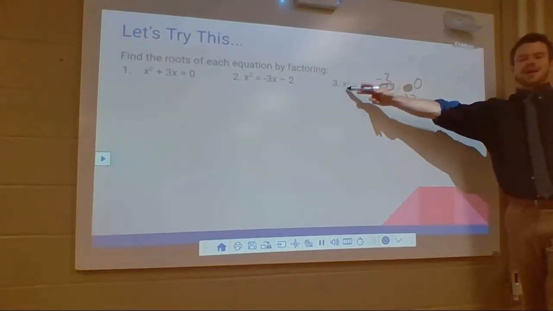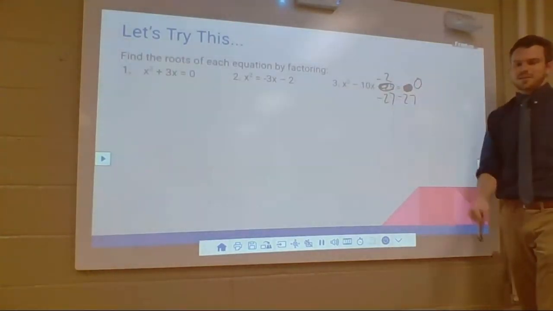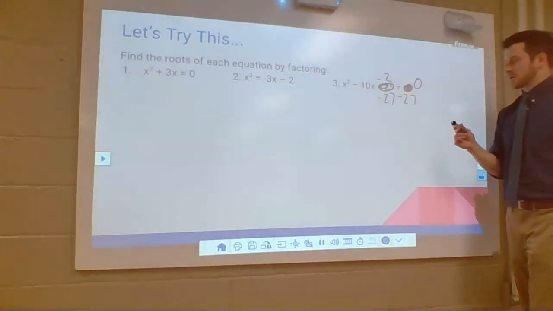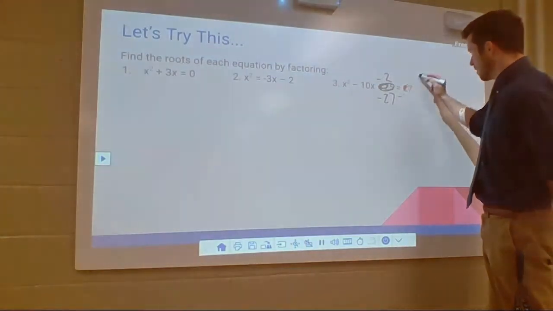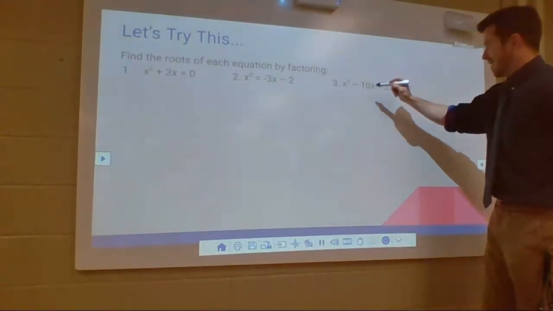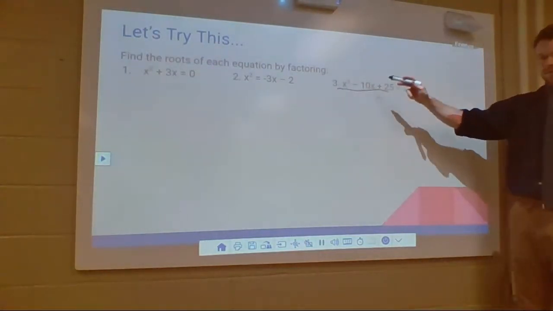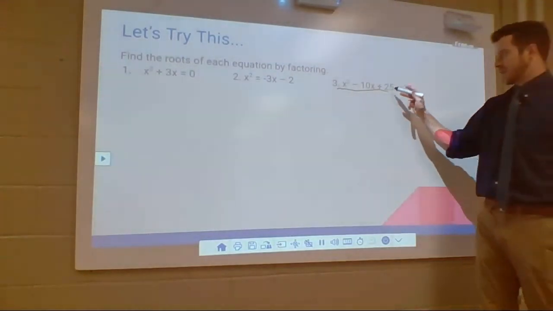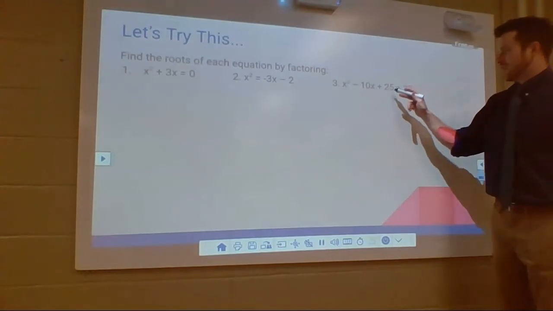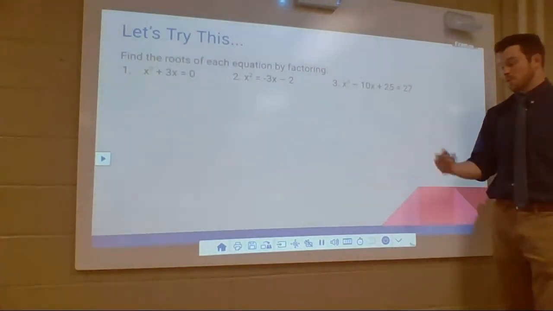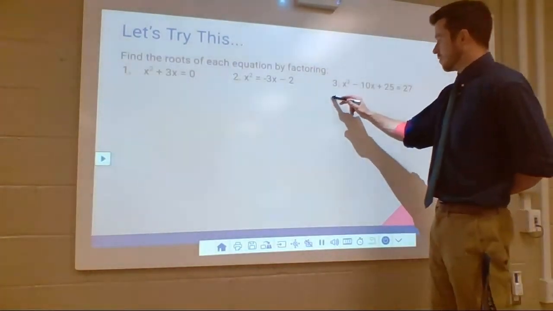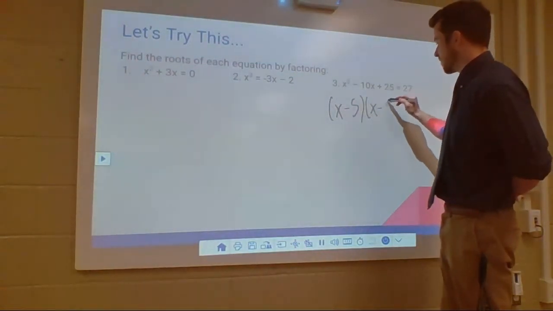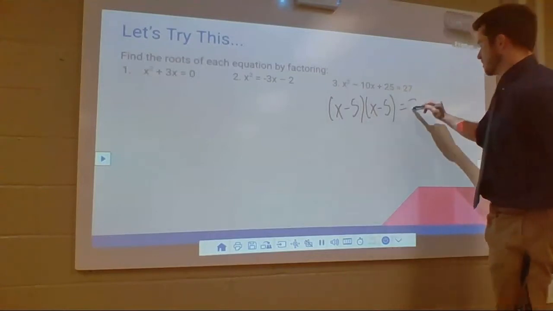But the problem is, I cannot factor this. I'm not going to get anywhere by trying to solve that, because I can't factor it. However, I can factor the left side. Okay? Even though the right side does not equal 0, I can factor the left side. Well, what are the factors of 25 that would add up to negative 10? Well, they're negative 5 and negative 5. So x minus 5 times x minus 5 equals 27.